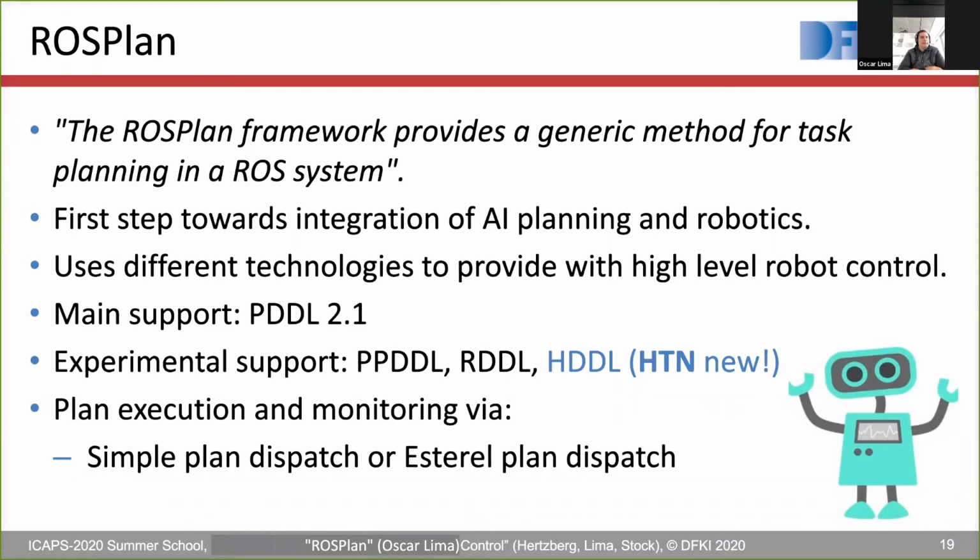Also part of ROSPlan is plan execution and monitoring. You have 2 ways of doing this. Either you do the simple plan dispatch, which is a sequential action dispatch mechanism, or you have a more complete, smarter way to dispatch your plan, which is the serial plan dispatch, which we will talk about a bit later, more in depth.